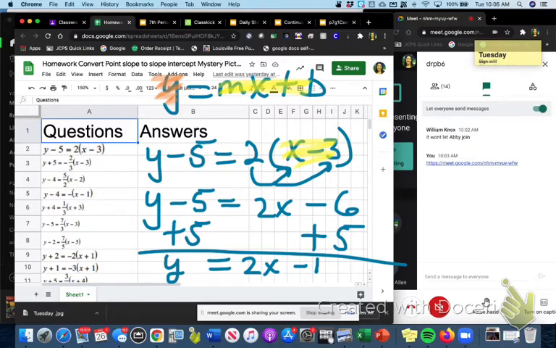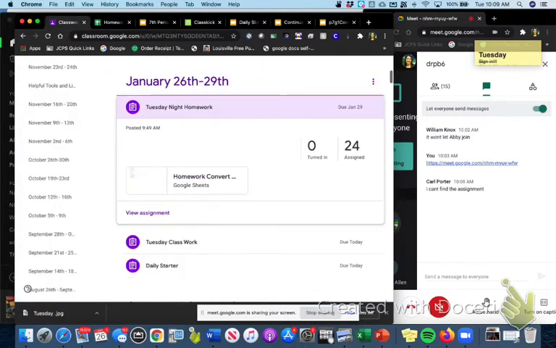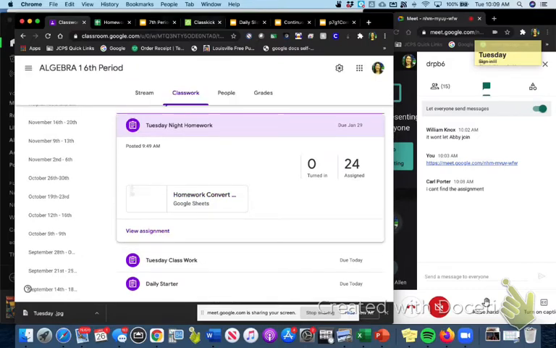All right, so I've got my answer. Let's check it and see whether or not we did it correctly. I'm going to type in the cell next to it that says answers. Carl, it's this one right here that says Tuesday night homework that we're working on right now. We're going to go to the classwork here in just a minute, but the Tuesday night homework right here is the one I'm talking about right now, sir.